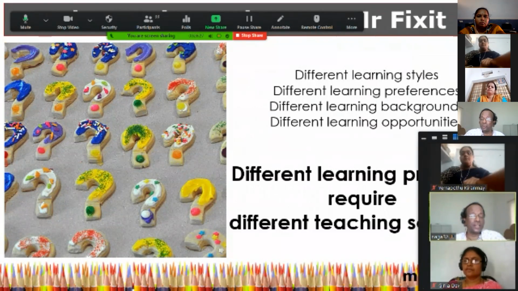I think many of you might have done B.Ed. During your B.Ed course, you might have been told that some students learn visually, some students learn auditorily, and some students learn kinesthetically. They do things, they feel things, and they learn. So there are various kinds of learners, right?